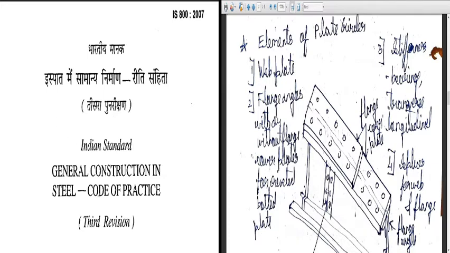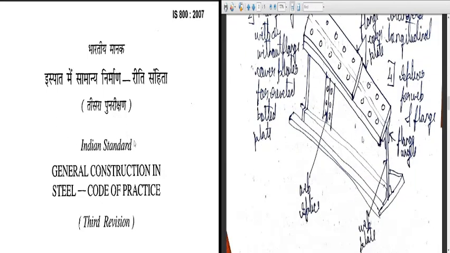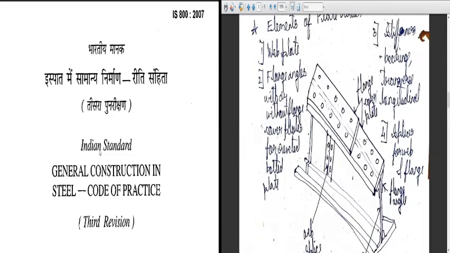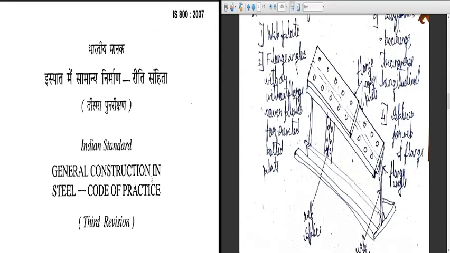First we have a web plate. The web plate is this plate, which is placed along the depth at the center. Second, flange angles with or without flange cover plates for riveted and bolted plate girders. These are the flange angles 1, 2, 3 and 4 here. Then stiffeners: bearing stiffeners, transverse stiffeners, or longitudinal stiffeners, depending on where we are providing them. Then splices for web and flange.